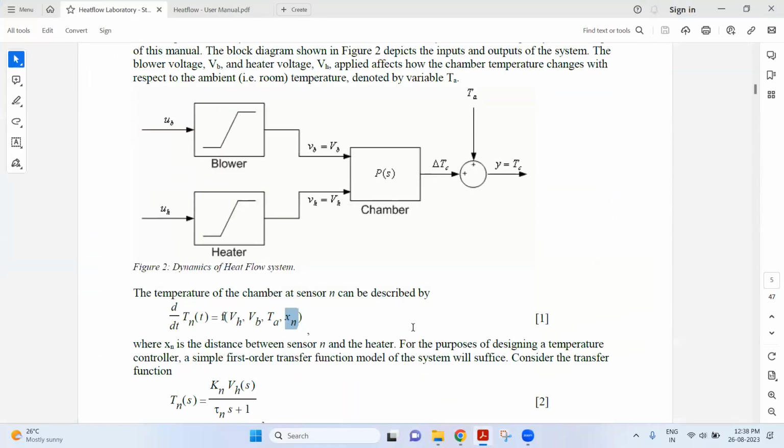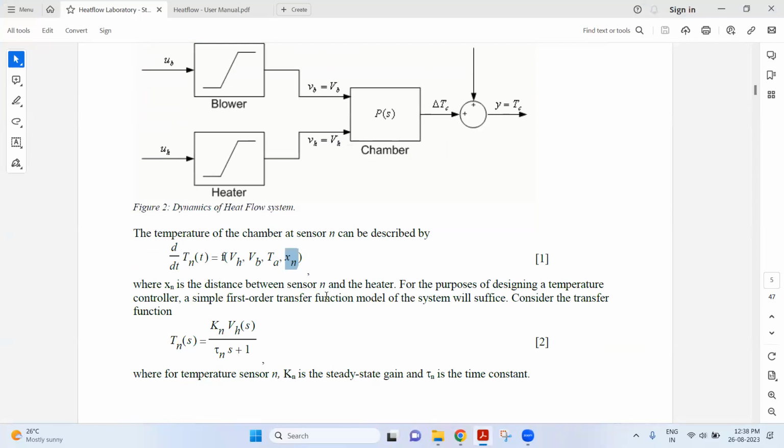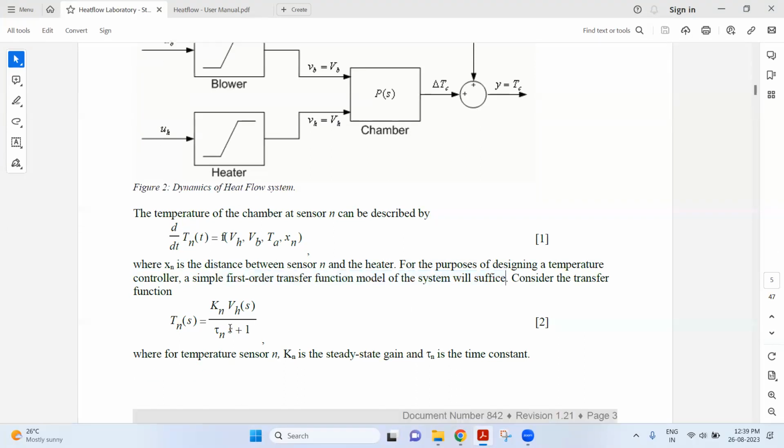So for this purpose, this is the equation they have derived. For designing the temperature control, a simple first order transfer function model will be sufficient. They are using only first order. If it is not possible, then we need to go to second order, and if that is still not proper, then third order transfer functions. This they have given directly as a first order transfer function.